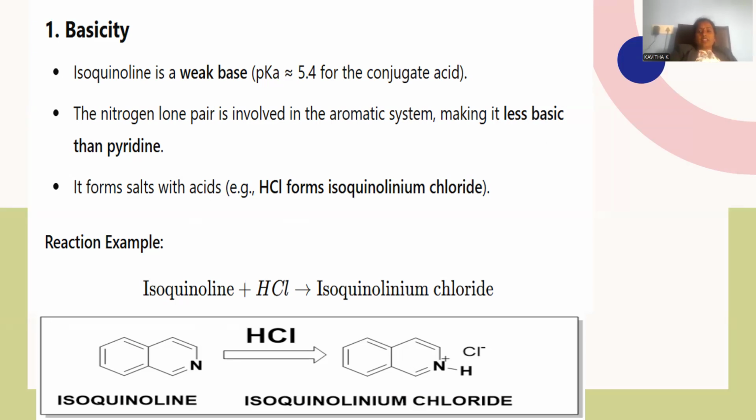That's the reason: by dragging the electron density towards the benzene ring, it creates lesser electron density availability over the nitrogen atom. It forms salts with acids. Whenever hydrochloric acid is treated with isoquinoline, it is able to generate a salt, which is isoquinolinium chloride salt, which originates because of its basic nature.